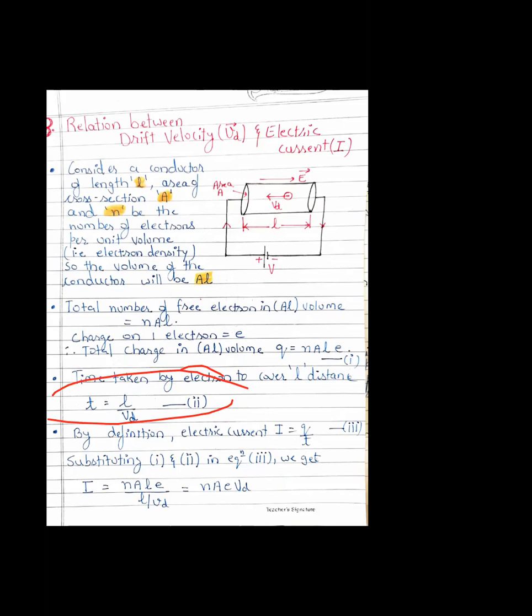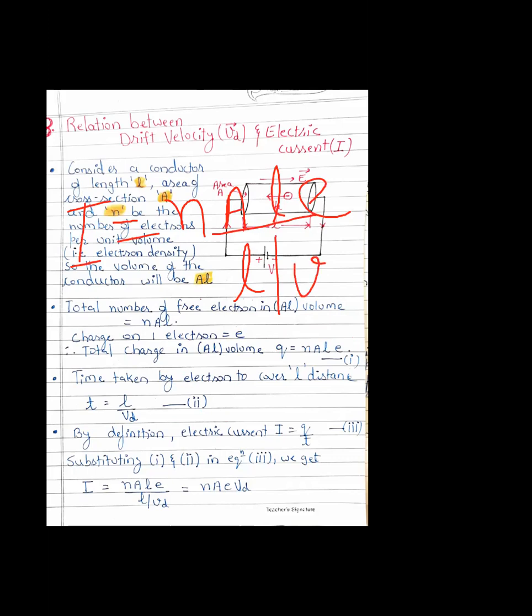Now we are substituting equation 1 and 2 in the very well known equation I equals to Q by T. So let us put this value over here. Let's see what we will get. I equals to Q. Q is NaLe upon T. T is L by Vd. So we know L will get cancelled. I equals to NaeVd. Right children? So this is the relation between the drift velocity and the electric current.